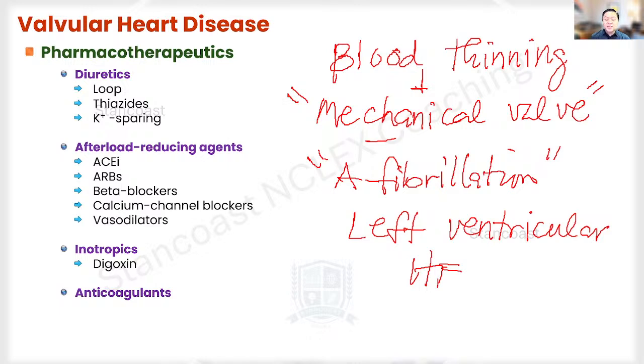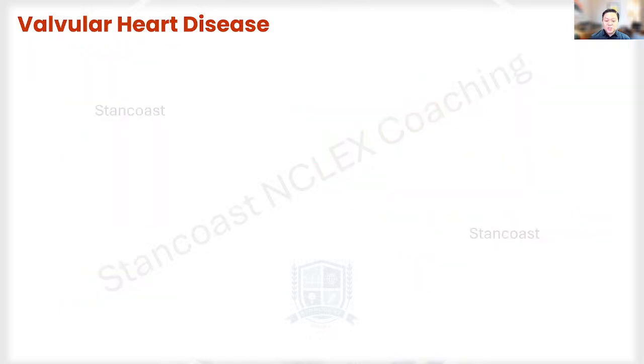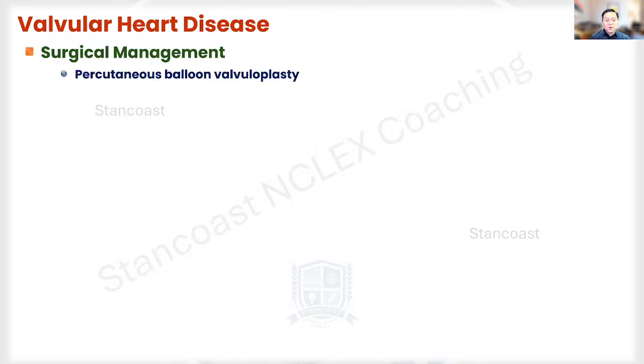Okay. Now let's move forward into the surgical management. We're almost through here with the concept. We will be going through the questions in a minute. Now for the surgical management here, we're going to expect one of these management, which is the percutaneous balloon valvuloplasty. So this is a procedure that can open the aortic and the mitral valves affected by the stenosis. Again, the percutaneous balloon valvuloplasty, this is going to open the aortic or the mitral valve affected by the stenosis.